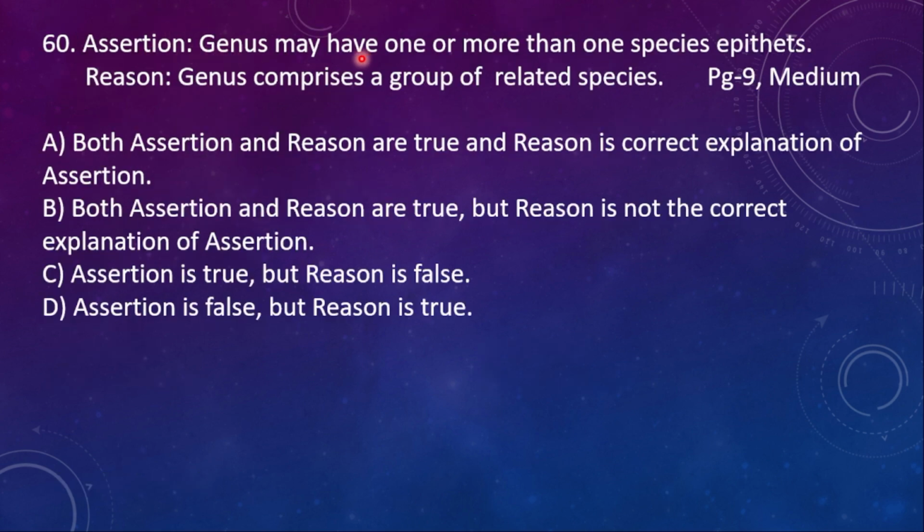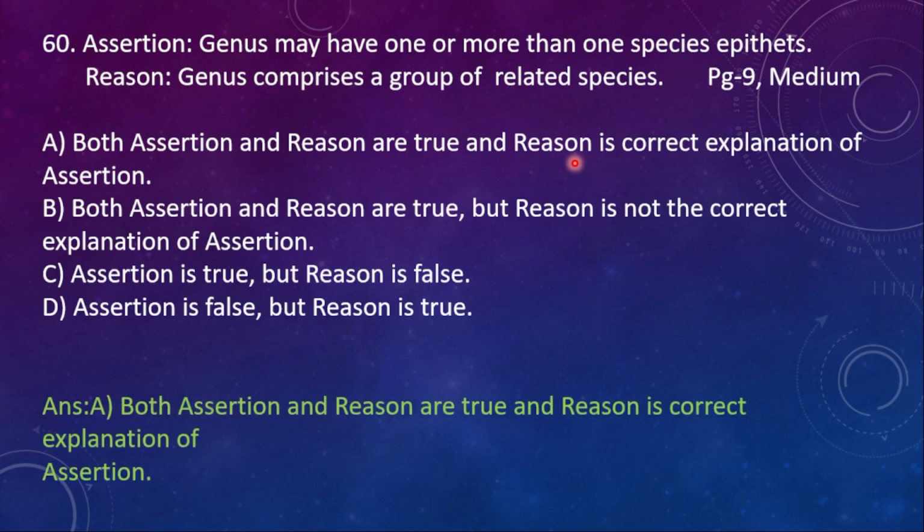Let's go with the next question, the 60th one. Assertion: genus may have one or more than one species epithet. Yes, of course correct. Reason: genus comprises a group of related species. Yes, this is also correct. Both assertion and reason are true, and the reason is a correct explanation of the assertion. So option A will be correct.